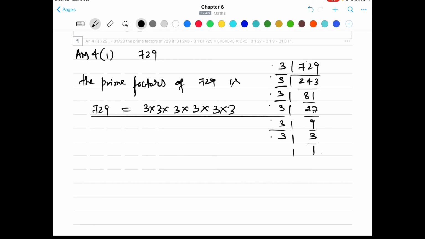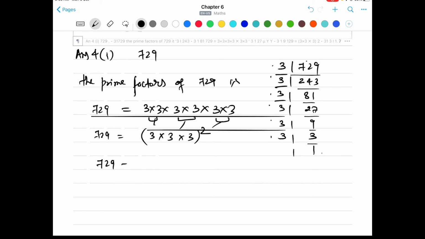Okay, so the next step is to make a pair of each prime number. So for 729, we're getting one pair of 3 here, one pair of 3 here, and one pair of 3 here. Okay, from each pair we'll get a single digit, so 1 from here into 1 from here into 1 from here, so we're getting 3 into 3 into 3. I will put the power 2 of this.